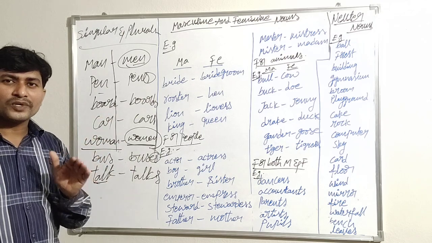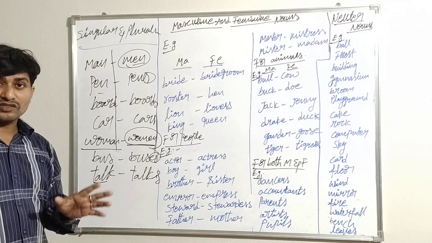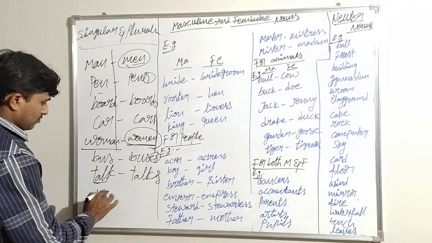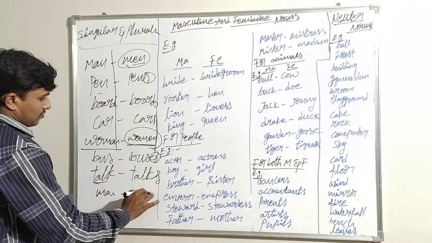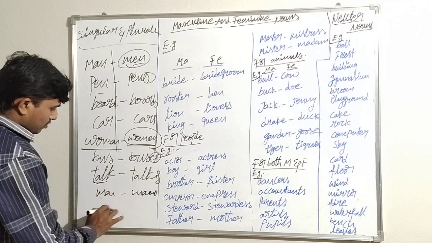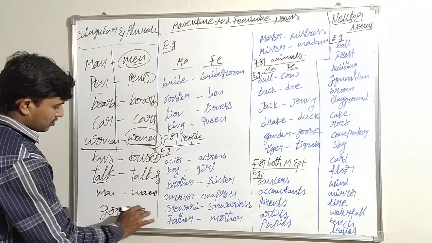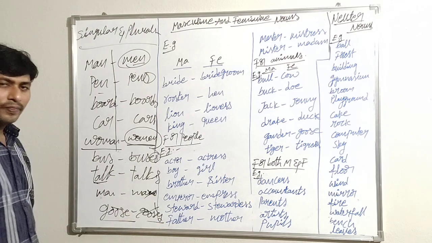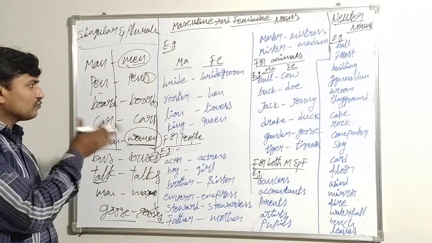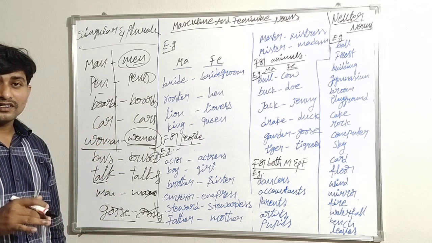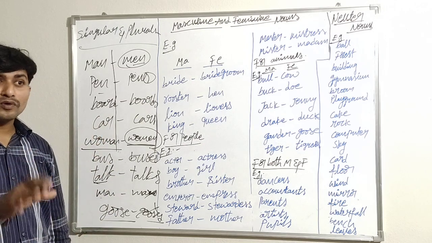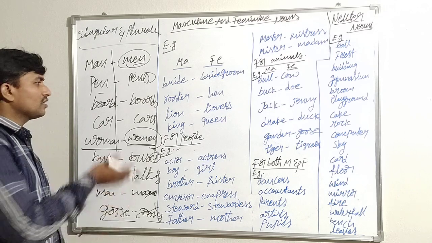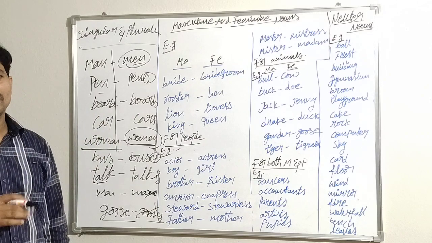But it is not applicable all the time. That's why some people write man, mans. Goose, gooses. It's wrong. So that is a kind of rule. But sometimes the plural nouns cannot be formed by adding S or ES to the singular noun.